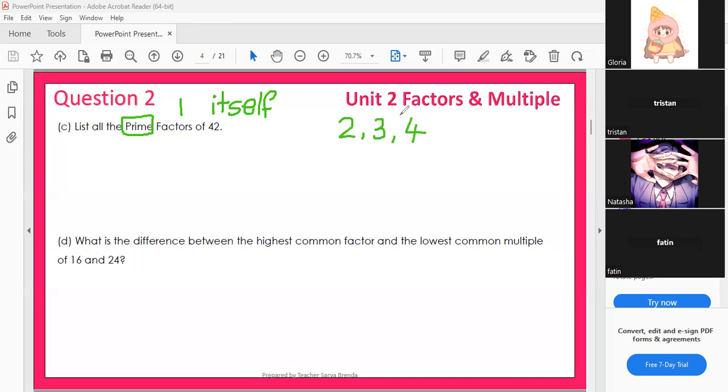4, is it a prime number? No. What do you call 4? Is it a prime or not? Guys, put in chat. No. So what do you call it? If it's not a prime, what do you call it?